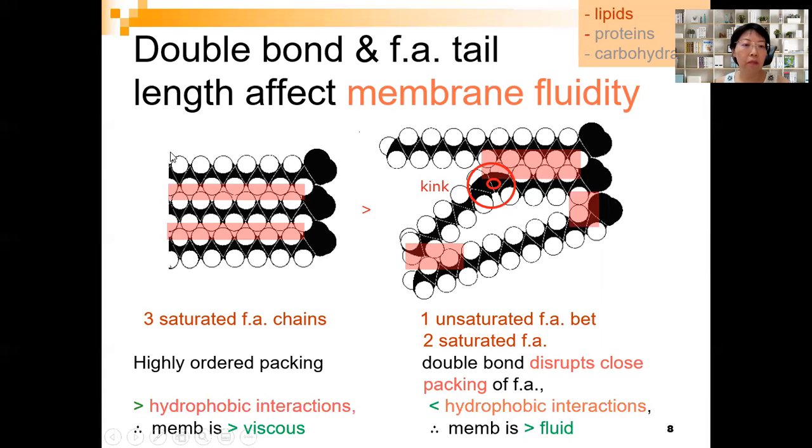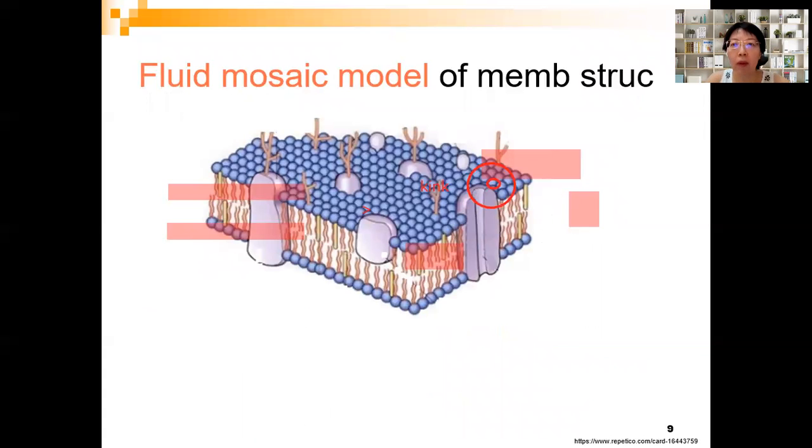So on the left side, there's more hydrophobic interaction, so the membrane is more viscous. On the right side, there's less hydrophobic interaction, so the membrane is more fluid. Okay, the membrane cannot be too viscous, nor can it be too fluid. Too much or too little is no good. So both extremes are not acceptable for a membrane. So how do we maintain the fluidity of the membrane? Not too fluid, not too viscous. We use another molecule to do that. We'll learn that afterwards.